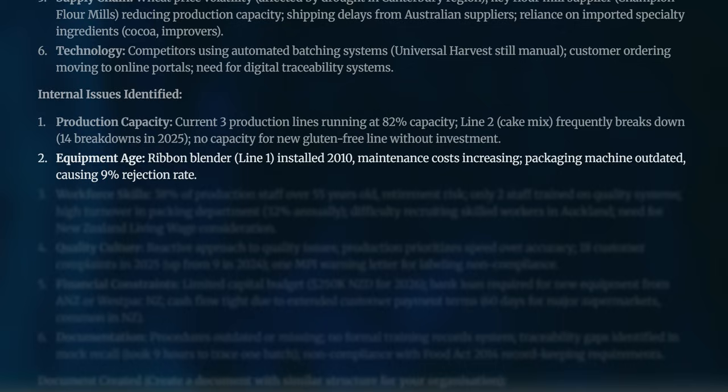The second internal issue is equipment age. Okay. Ribbon blender, which is line 1, installed in 2010, 16 years ago. Maintenance costs are increasing. Packaging machine is outdated and is causing a 9% rejection rate. So those are the internal issues related to equipment age. And again, you need to state your analysis with data and facts to back them up so that you can get the budget.